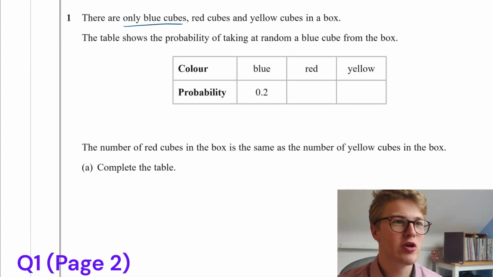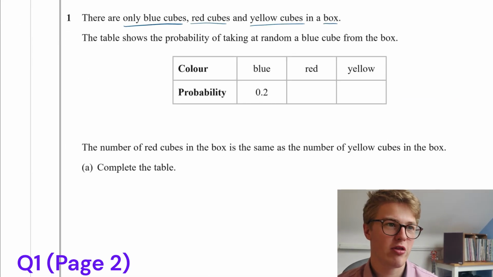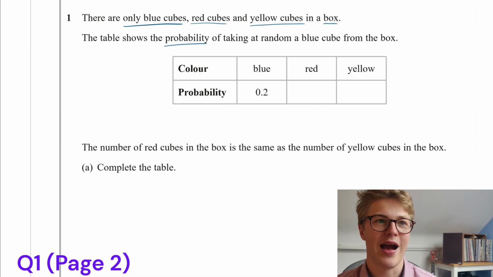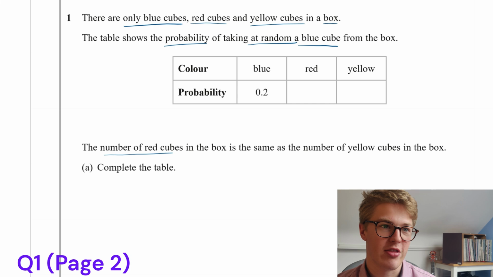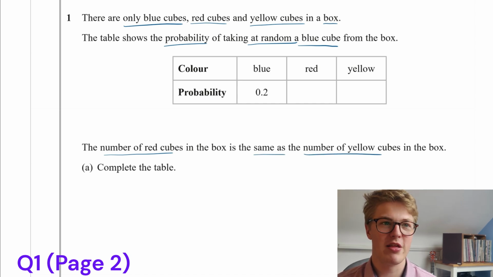There are only blue cubes, red cubes and yellow cubes in a box. The table shows the probability of taking at random a blue cube from the box. The number of red cubes in the box is the same as the number of yellow cubes in the box. Complete the table. So the probability of picking blue, red or yellow in total is going to be 1.